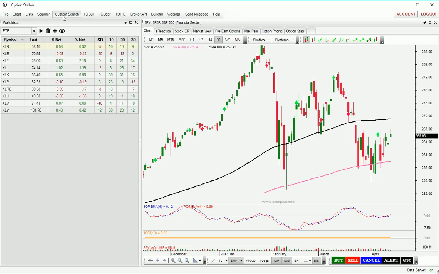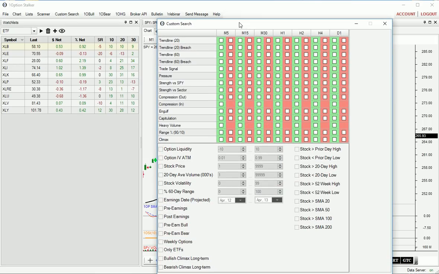I'm going to click custom search, and there's our custom search box right there. I like to trade options, so we have a way to measure option liquidity. I'm going to put a value of 2, and 10 is the max value, so these will be fairly liquid options. I'm also going to select weekly options because I like to trade weekly options. If I'm selling, I like to sell weeklies because the time decay is accelerated. I'm also going to mark pre-earnings bull right here.